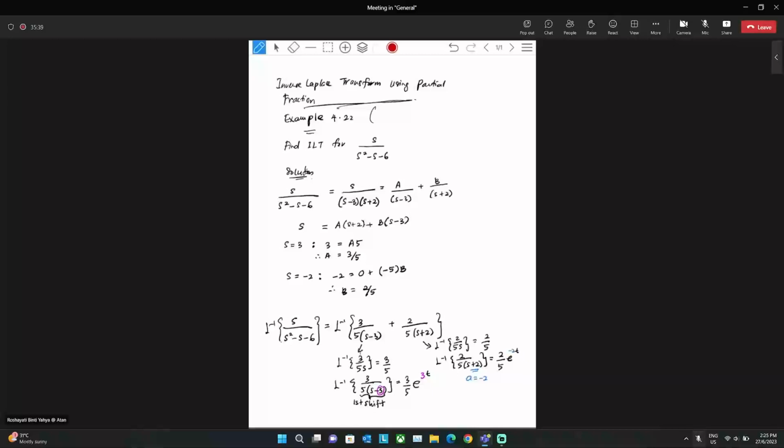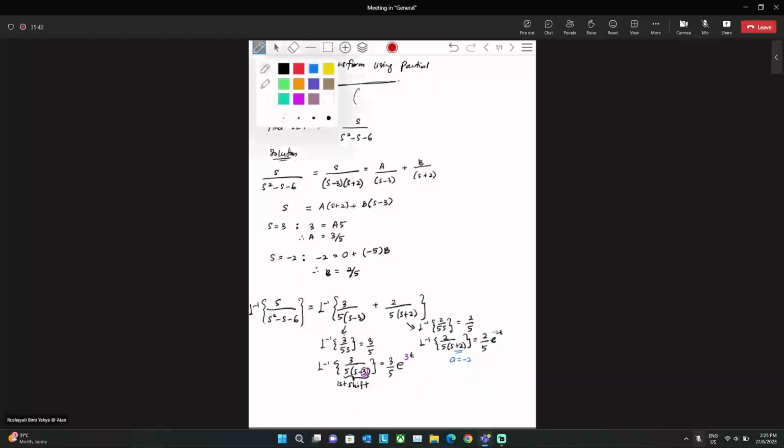So for your final answer, you just combine. f of t equals 3 over 5 exponential 3t plus 2 over 5 exponential negative 2t. You can also factorize by using 1 over 5. Also, you can do it like that.